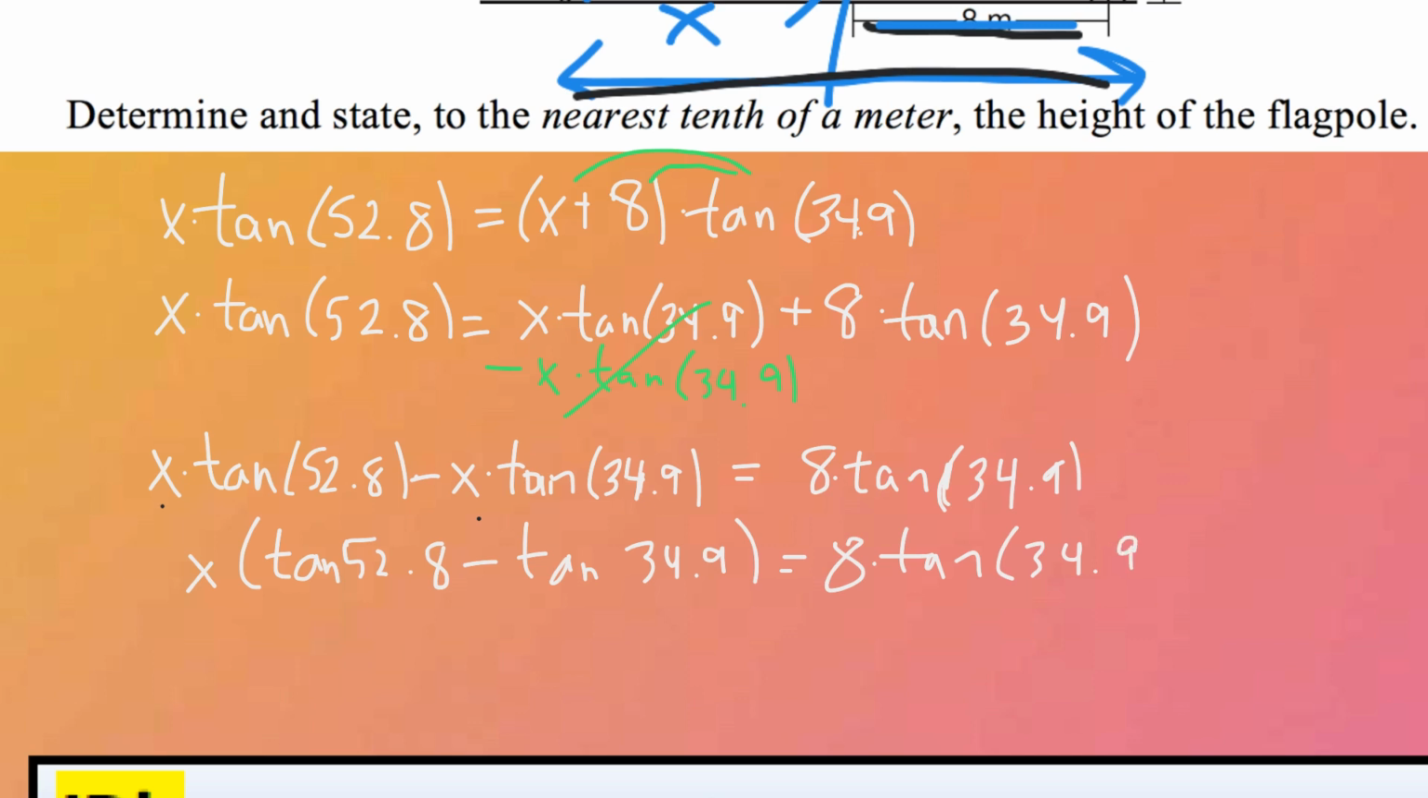Okay, now to completely isolate x, we're going to divide everything by tan 52.8 minus tan of 34.9. Okay, now very carefully typing this into your calculator, this whole thing here will get us our value of x, which rounds to about a value of 9.